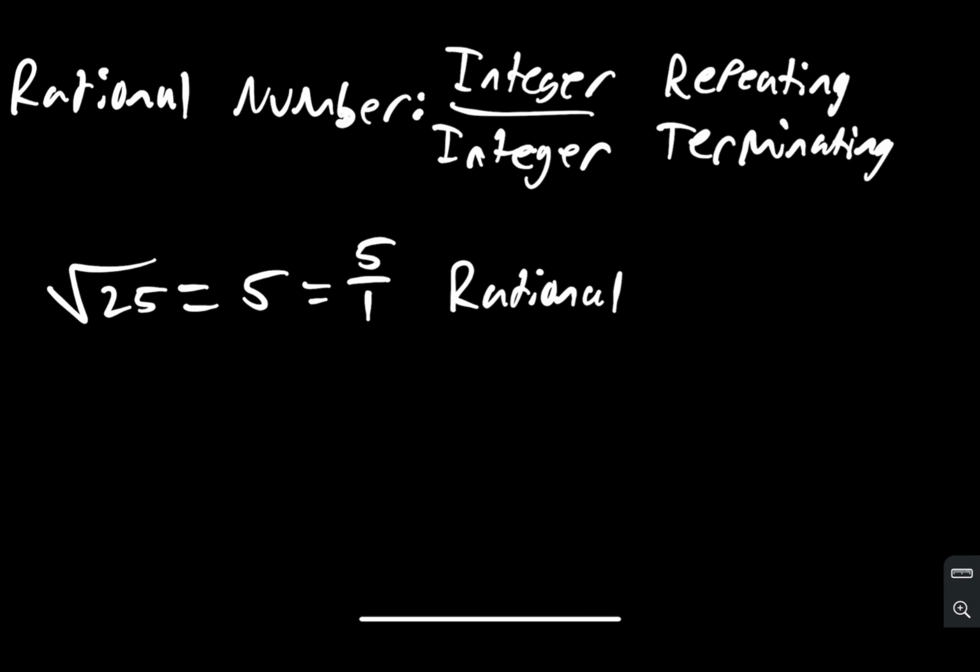Now, is it repeating or is it terminating? Well, 5 stops at 5. It doesn't have any more decimal places. It doesn't repeat. So therefore, it's going to be terminating decimal places. So that's going to be your answer.